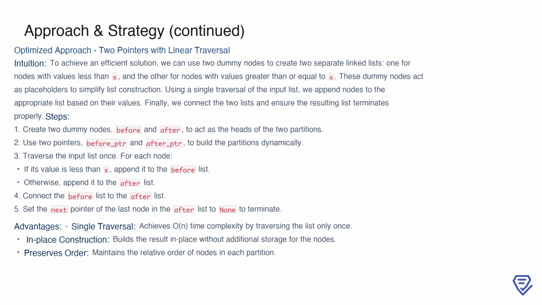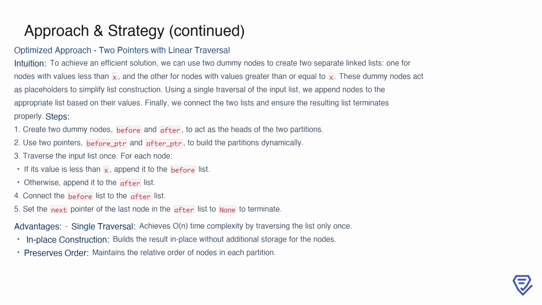For each node, if the value is less than x, it is appended to the before list. Otherwise, it is appended to the after list. Once the traversal is complete, we connect the two lists by linking the before list to the after list. To ensure the final list terminates properly, we set the next pointer of the last node in the after list to None.